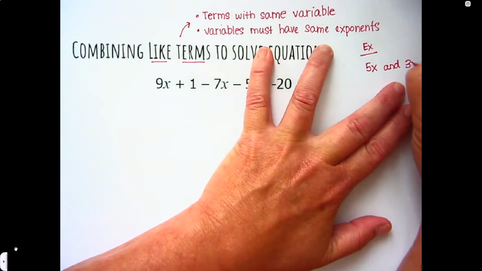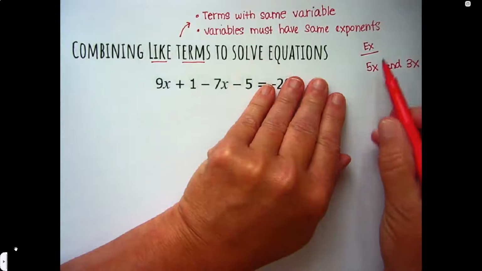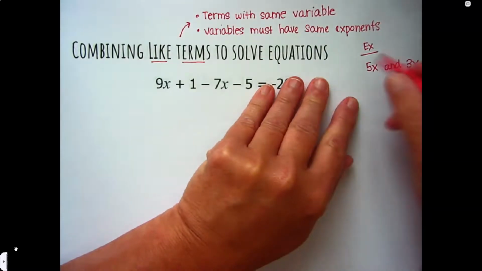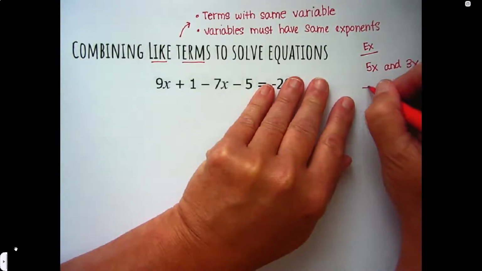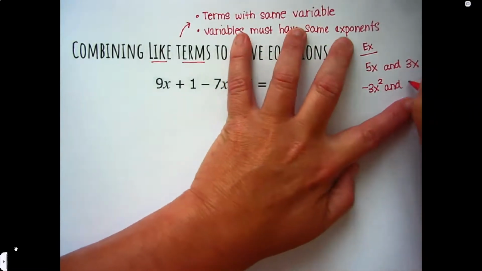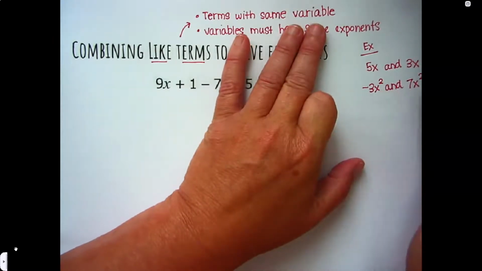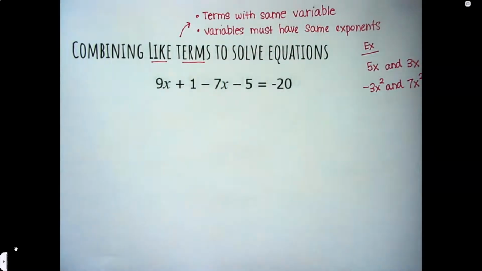and 3x, those are like terms because they both have x, and those x's are raised to the first power. If I have negative 3x squared and 7x squared, those would be like terms because I have x as my variable, and those x's are both raised to the second power. So they have to have the same variable, and the variables have to have the same exponents in order for them to be like terms. And when terms are like terms, we can combine those.